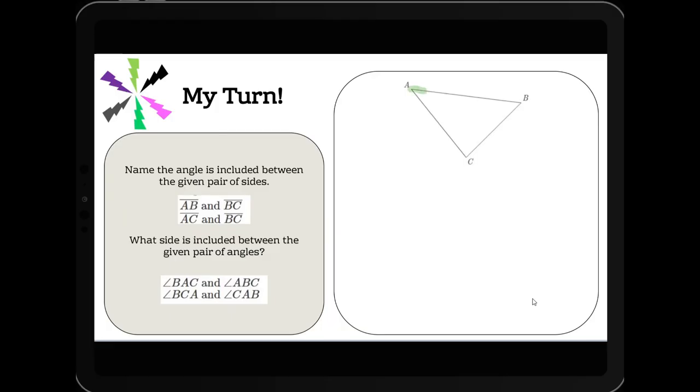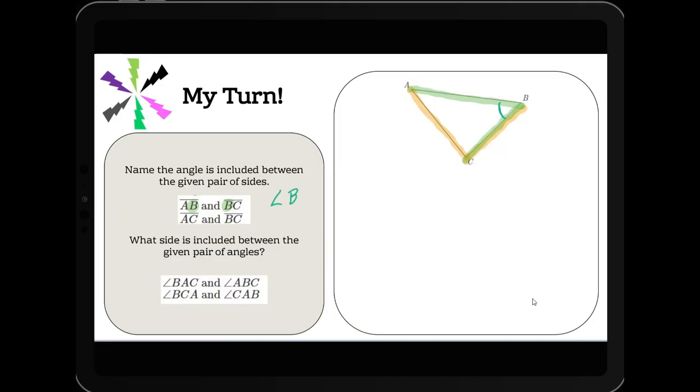Let's look at the segment AB and the segment BC in green. And then I'll look at AC in orange and BC in orange. So let's start with the green first, right? The angle between the green segments was here, and that is clearly angle B. You will notice, however, that that is also the one endpoint that both segments have in common. So that tells you angle B has to be that angle.